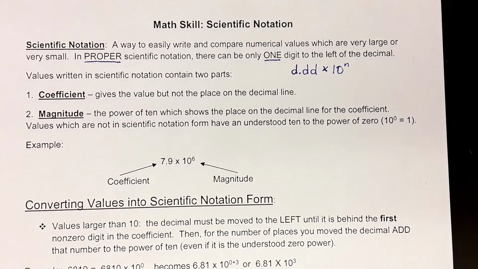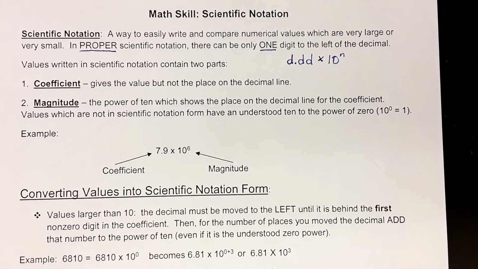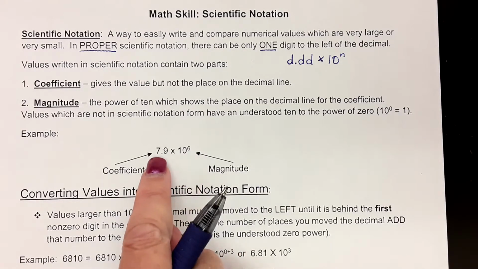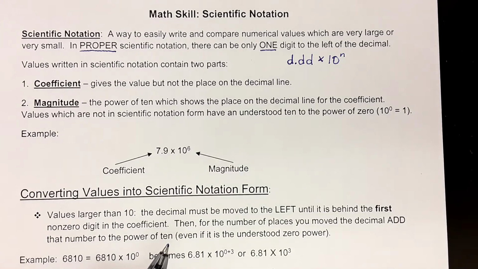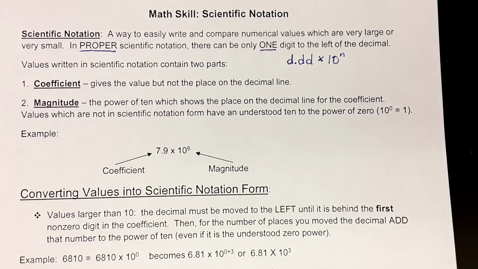Now, the two parts of a number that is in scientific notation. You have the coefficient. This is the numerical value of the measurement. And then you have the magnitude. The magnitude tells you where along the decimal line that the coefficient is located. For example, 10 to the 6th, that's a million. So the 7 belongs in the millions place. That would be 7.9 million, whatever the measurement is. Okay, so coefficient, magnitude.